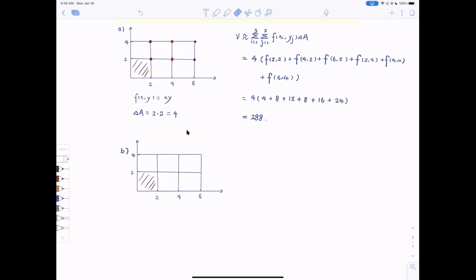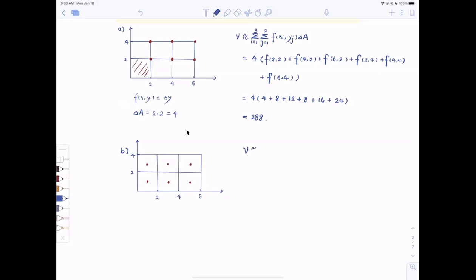Okay, so that's part A. Part B, you are picking the middle point instead of the upper right corner. So the midpoints would be here, here, here, those points. Okay, and the area of each square is the same, so our delta A is still 4.